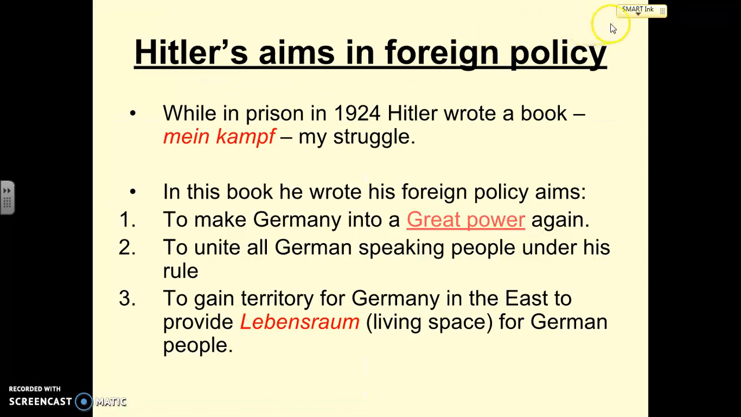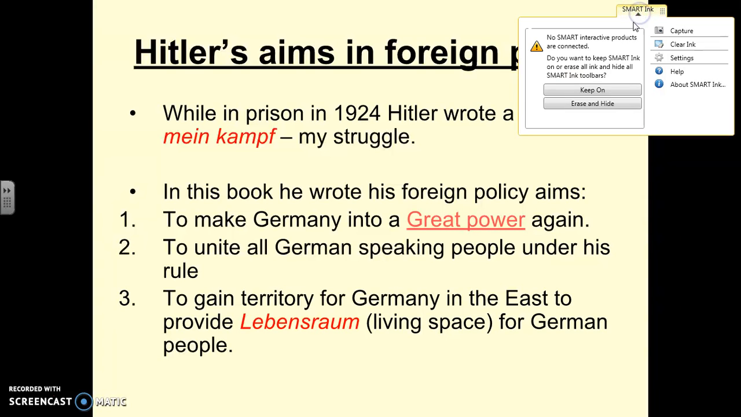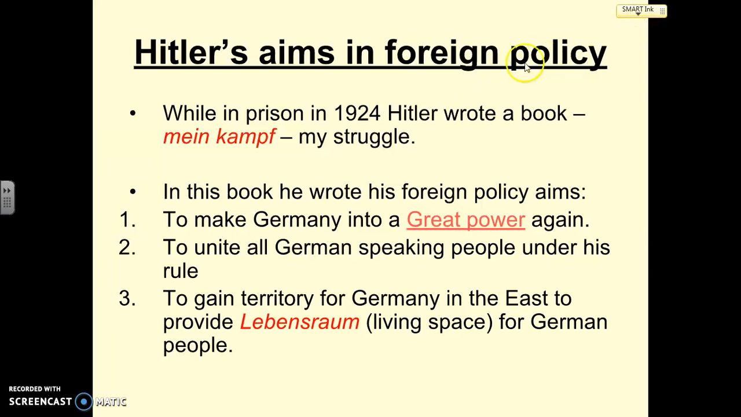You have to remember his aims in foreign policy, and I'm going to try to bring up my underlining. Now I can't bring up my underlining, so you're just going to have to listen to me.